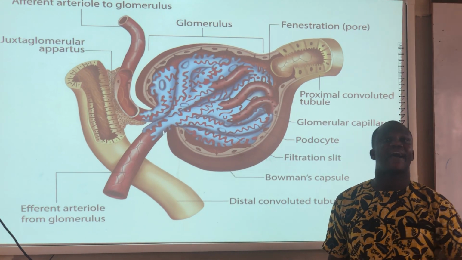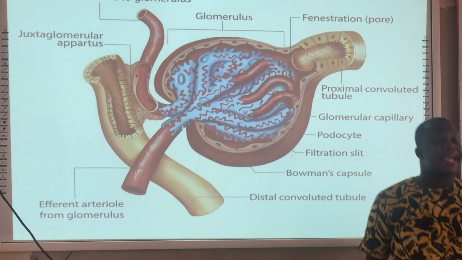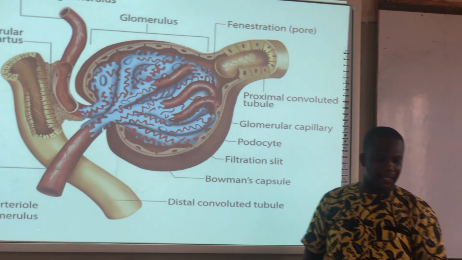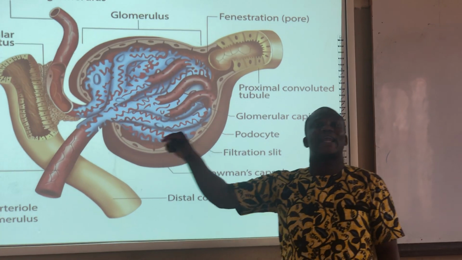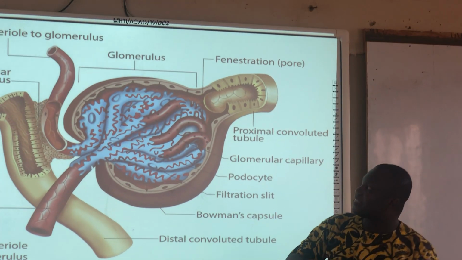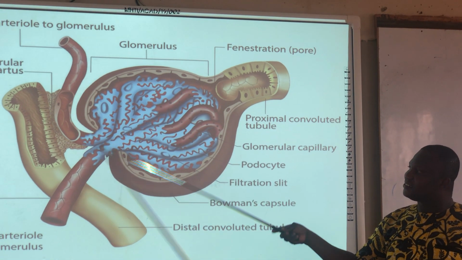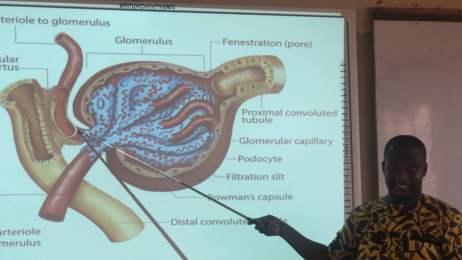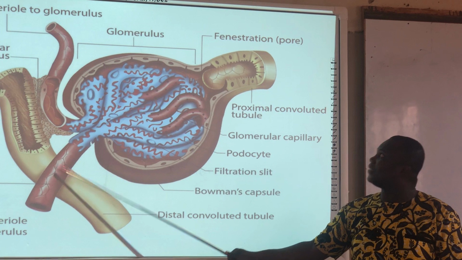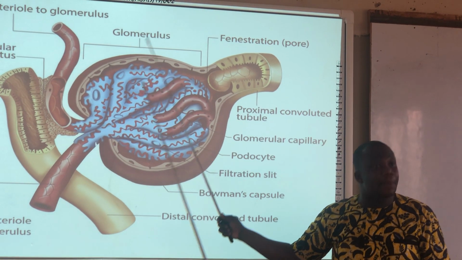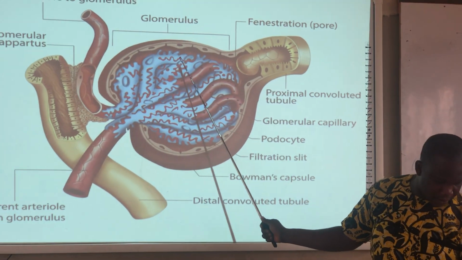Now, why is it that we have higher glomerular blood pressure? There is higher glomerular blood pressure because the diameter of the efferent arteriole is smaller than the diameter of the what? Afferent arteriole. Look at it. But the diameter of the afferent is larger than the diameter of the what? Efferent. That is why the glomerular pressure is higher within the glomerulus.